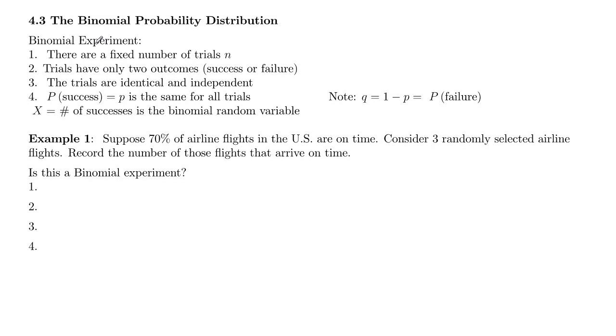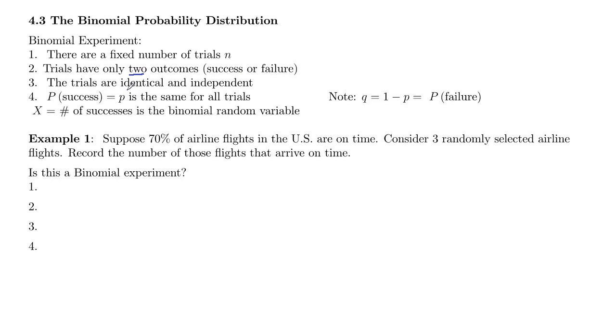We now want to consider a particular type of probability distribution called the binomial distribution. So binomial probabilities come from binomial experiments, which have four qualities. First of all, there are a fixed number of trials, we'll call it n. You have only two outcomes, we'll call them success and failure, and success is whichever one you're interested in for the question that you want to answer.